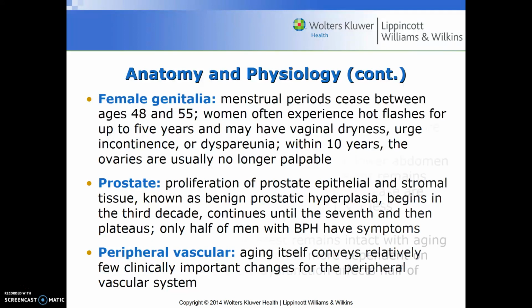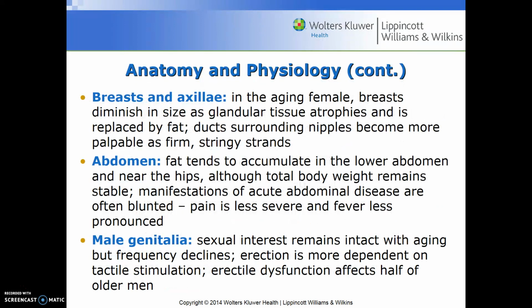I'm sorry, let me go back. Breast and axilla. Glandular tissue atrophies and is replaced by fat. So the breasts are smaller, they're softer, and they hang pendulous. Abdomen, interesting. Fat tends to accumulate in the lower abdomen and near the hips, although your weight might remain stable, but you change where your fat is distributed.